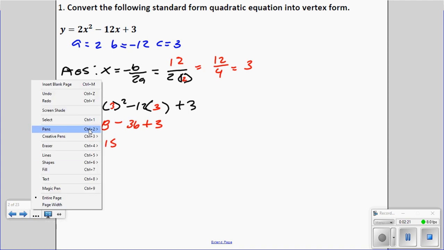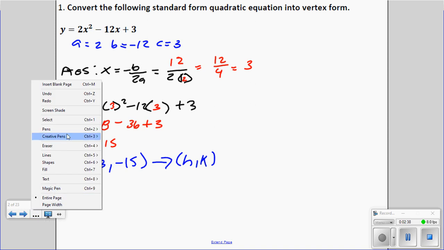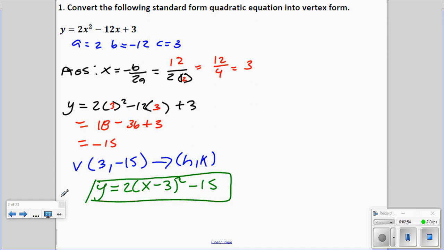Therefore, my vertex has the coordinates 3, negative 15, which are the same as your h and k. So if we have h, k, and a, we can write our equation. So our equation would be y is equal to 2 times (x minus 3) squared minus 15. Final answer in vertex form.